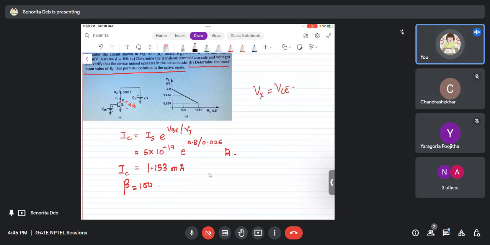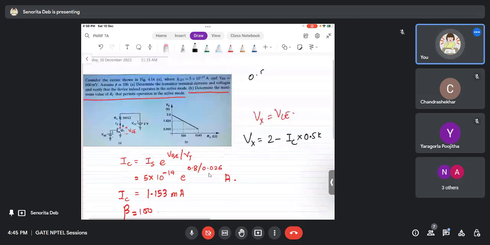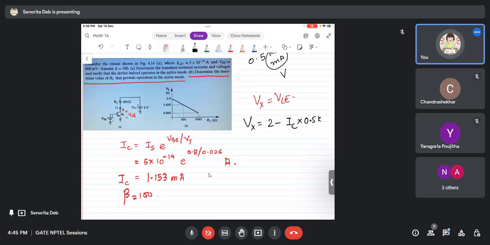So Vx is equal to 2 minus IC into 0.5 K. It's my habit to write everything in terms of kilo ohms and milliampere, so that when it gets multiplied, everything is in volts. This is my normal habit, so I write in that way only. IC you have figured out. So 2 minus 1.153 into 0.5. So what is Vx? You should get the same value here.